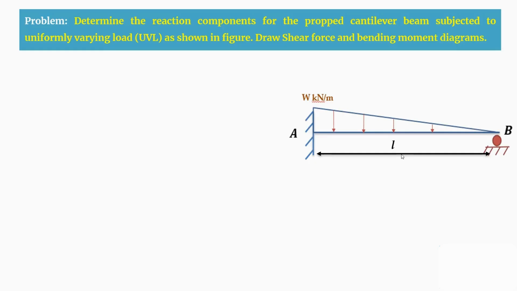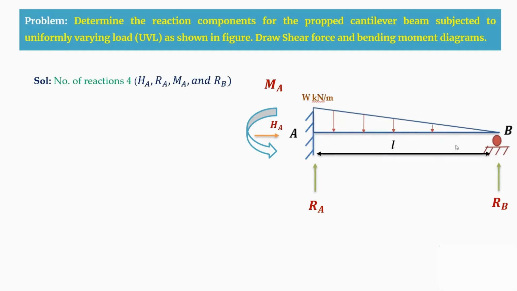For this beam, you are going to analyze first and then find out the reactions. After determining the reactions, with the help of the reactions, you are going to draw the shear force and bending moment diagrams. Before that, first you are going to find the degree of static indeterminacy. As we know, A support is a fixed support, so here you are having three reactions: one is horizontal reaction HA, another is vertical reaction RA, and another is moment MA. And at the B support, as it is a roller support, you are having only a vertical reaction, that is RB. Therefore, the total number of reactions here is 4.